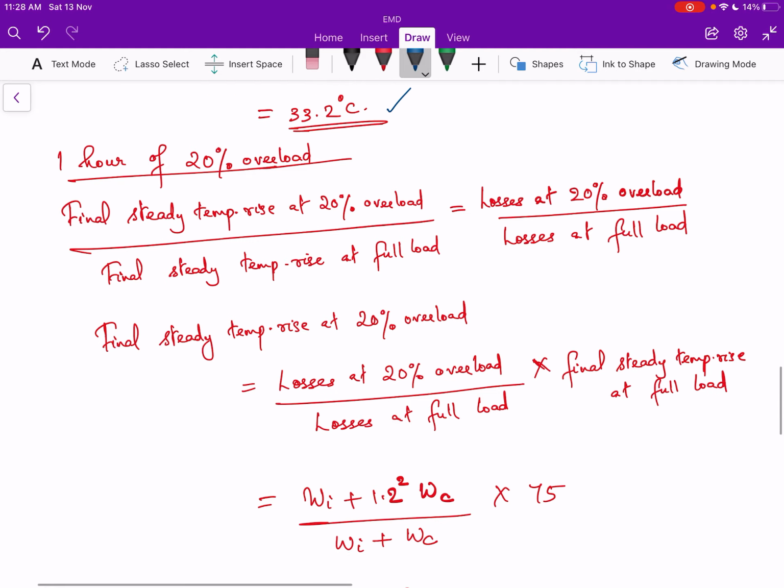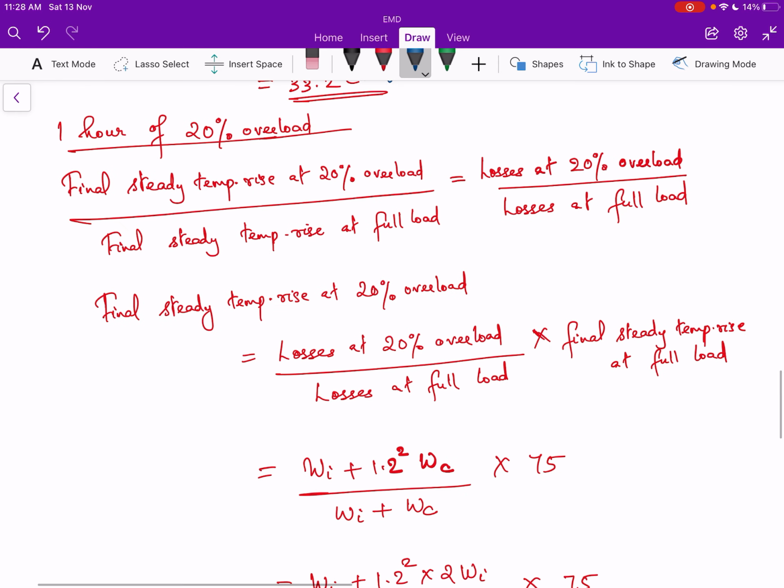So when the machine is working at x times the rated load, the copper loss of the machine will be equal to x square times Wc, because the copper loss is the I square R loss, and at x times the rated load, the current will also become x times the rated current. So the copper loss becomes x square times Wc. So we can write the losses at 20% overload. At 20% overload, the current will be 1.2 times the rated current, so the copper loss will be 1.2 square times the full load copper loss.